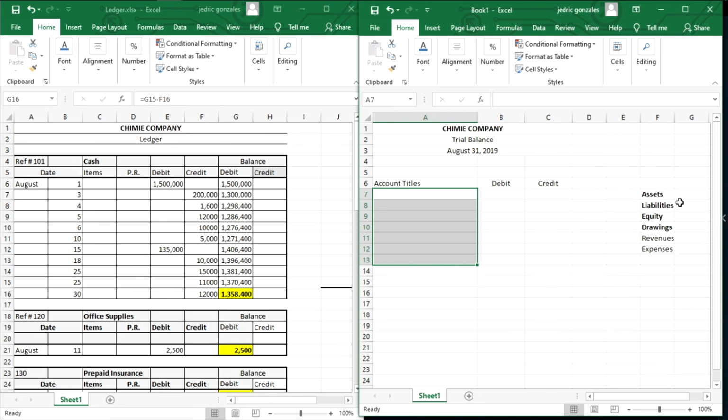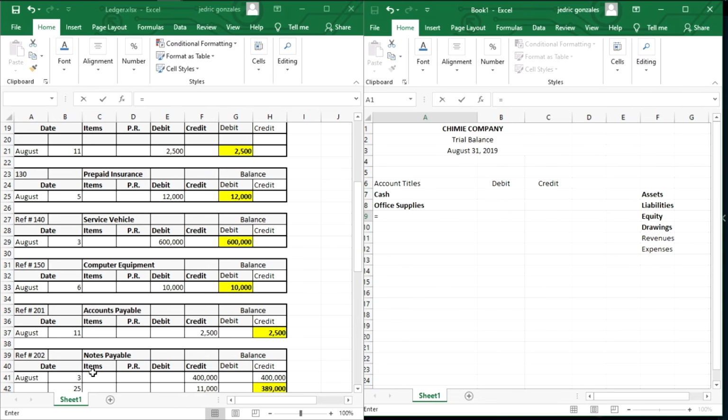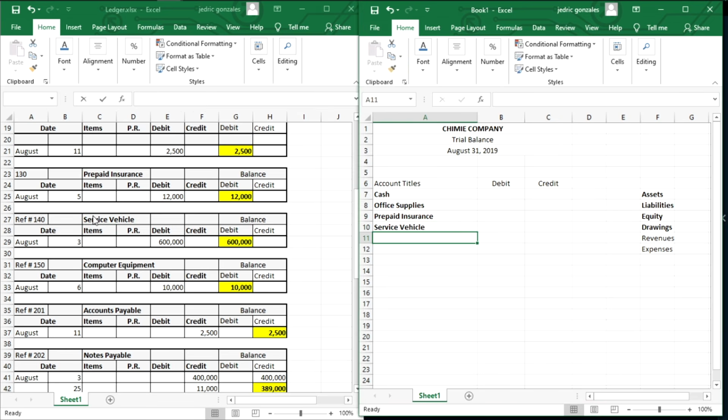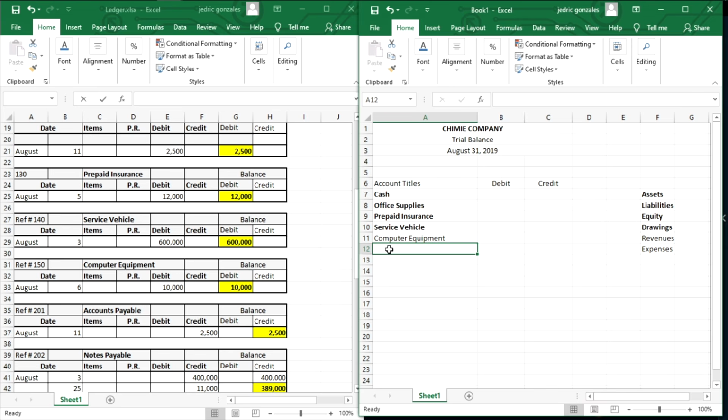Alright. So, i-transfer na daw natin lahat ng account names and their corresponding balances from the ledger to the trial balance. So, lahat ng assets muna. So, the first asset is the cash. Ayan. Lipat natin. The next is the office supplies. Nililipat ko lang po. The next is si prepaid insurance. Then, si service vehicle. Then, si computer equipment. Right.